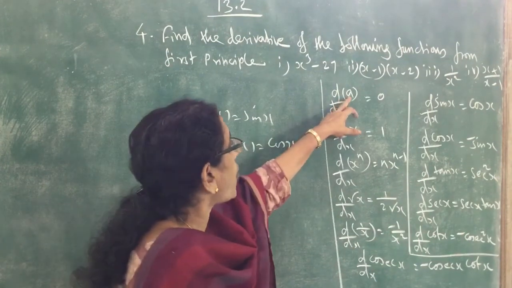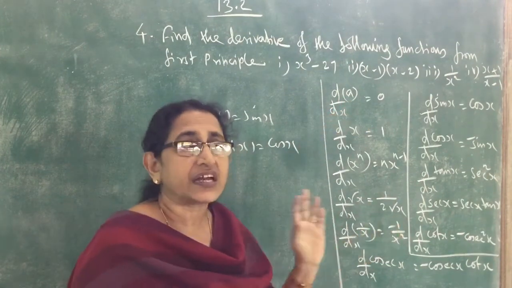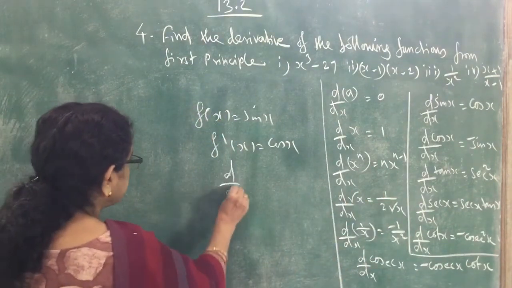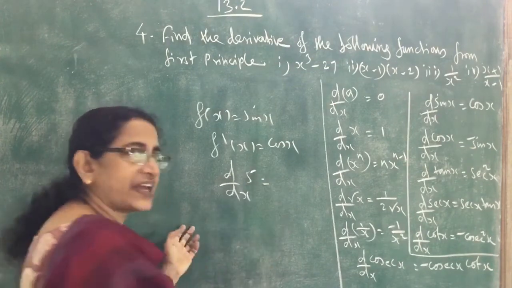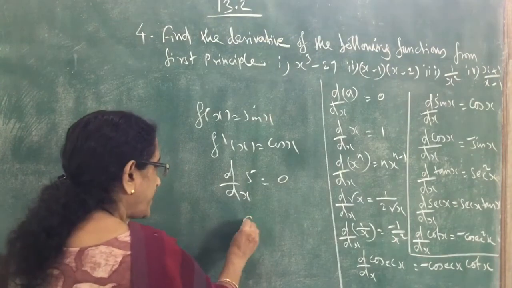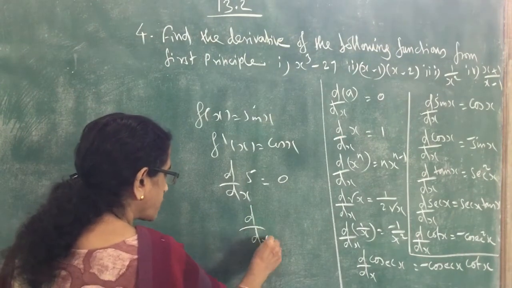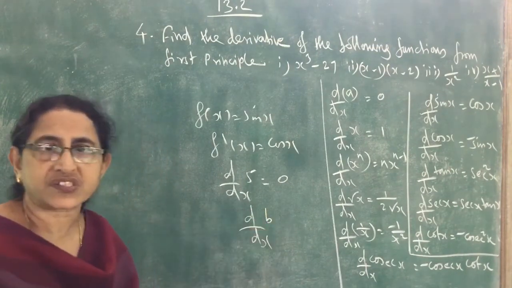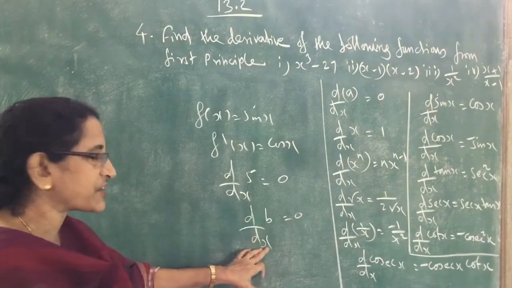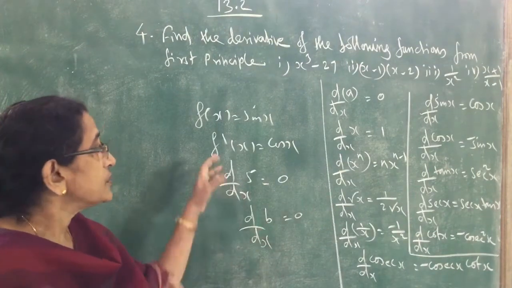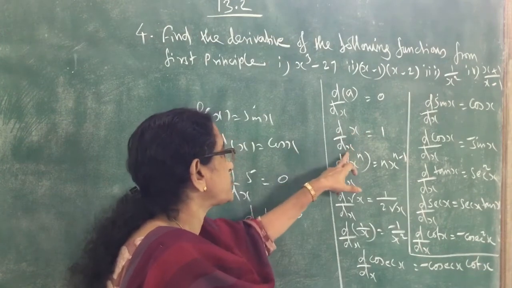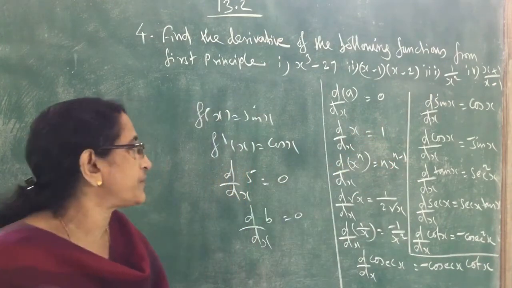Now derivative of a constant: if a is any constant, the derivative of that function is 0. For example, d by dx of 5 is equal to 0. 5 is a constant, so derivative of 5 equal to 0. Then d by dx of b, where b is a constant, is also 0. So derivative of a constant with respect to the variable x is 0. Derivative of x with respect to x is equal to 1. That we found using first principle.